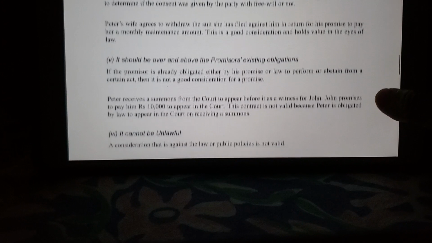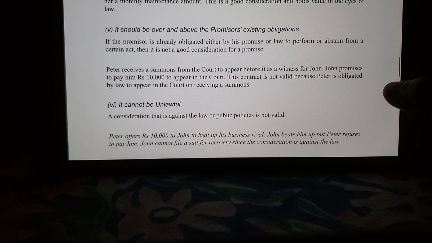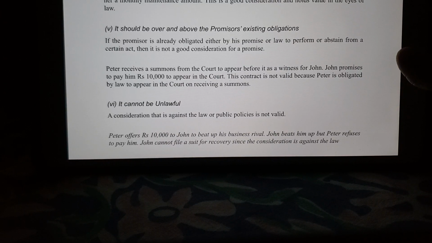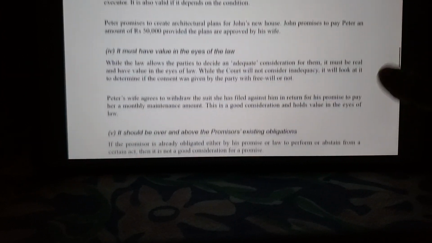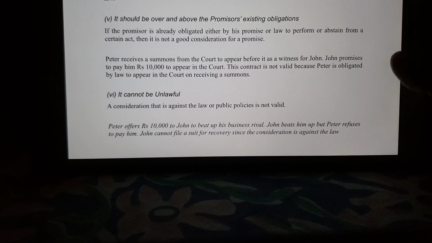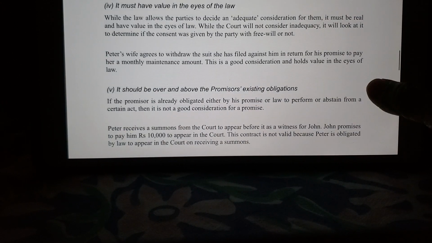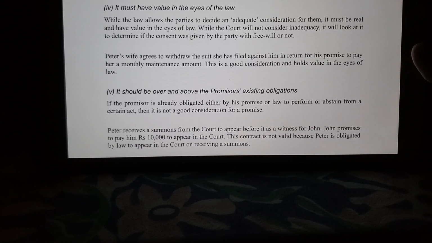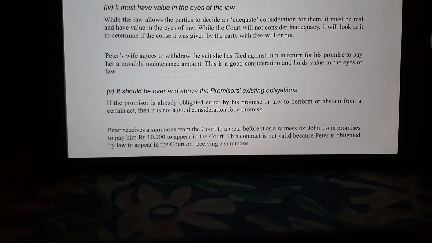Now fourth point. All these points, we saw 3 points thus far, are all about characteristics of consideration. Fourth point. It must have value in the eyes of the law. While the law allows the parties to decide an adequate consideration for them, it must be real and have value in the eyes of law.